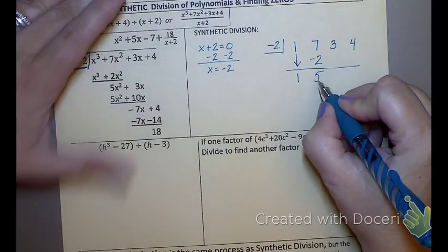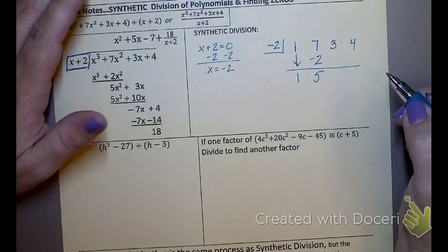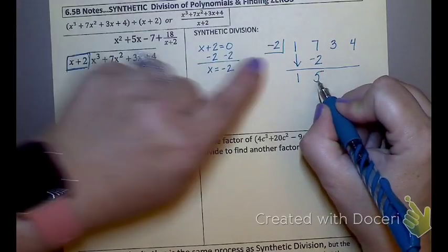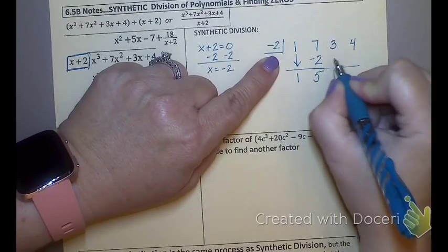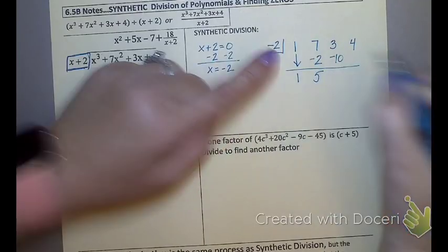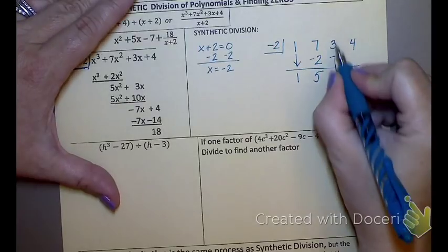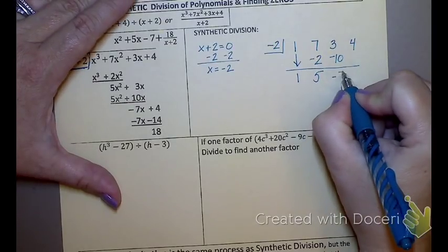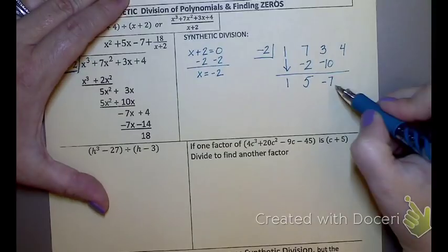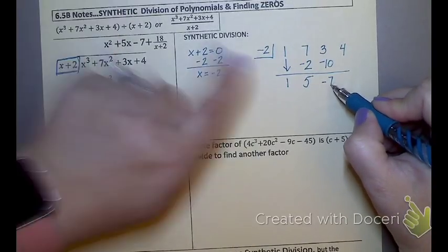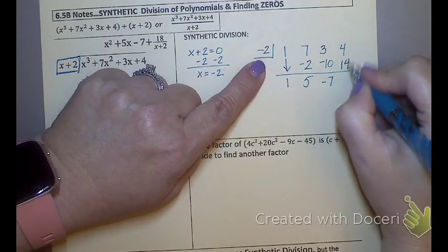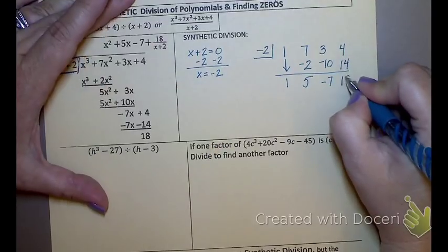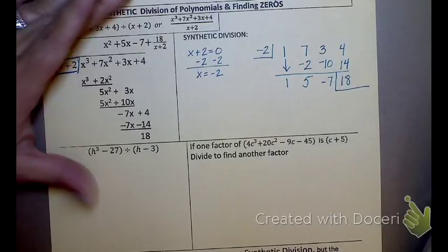Take this. By the way, that was the end of cycle 1. Take this, multiply it by the box number. -10. Answer goes right here. Add these two together. That's the end of cycle 2. Take it, multiply it by the box number. Add together. This last number is your remainder.